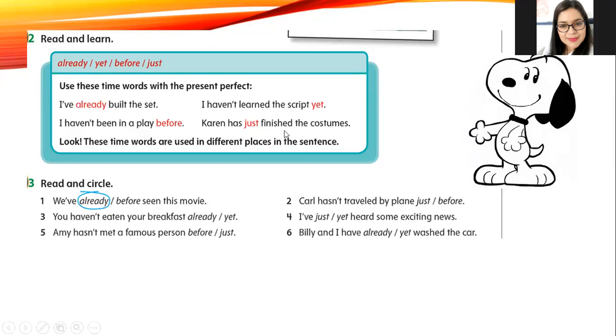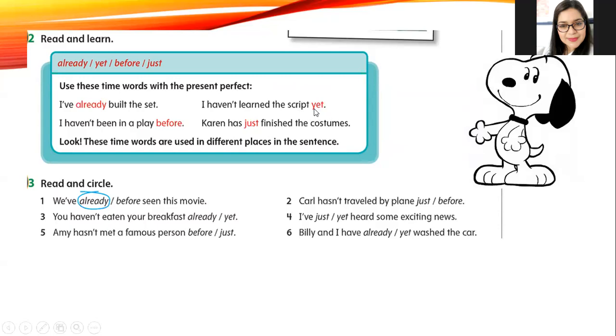We use yet for negative statements. I haven't learned the script yet. And yet will always be at the end of that statement. At the end, always. Yet is always at the end. I haven't traveled to Africa yet. Something that you haven't done. This is for negative sentences, for negative statements.